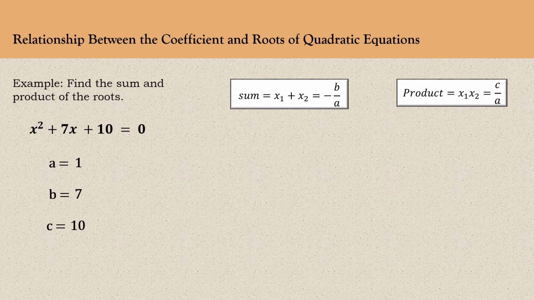Then use the relationship. Let's do this. First, we have to find the sum of the roots. So using x sub 1 plus x sub 2 is equal to negative b over a. Okay? So mao ni nga formula atong gamiton. What is b? b is 7, a is 1. So you substitute: b is 7, ang imong a is 1. So negative 7 divided by 1, the answer is negative 7. Ayaw kalimti ha.